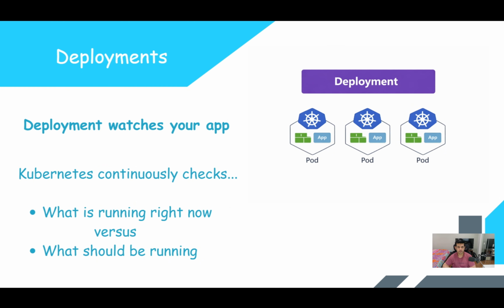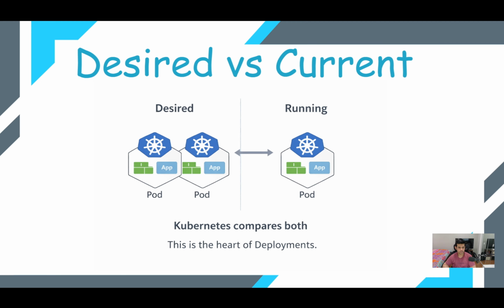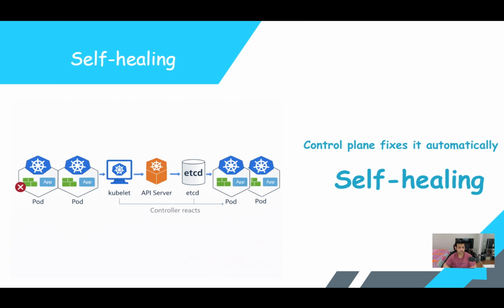So what does a deployment really do? A deployment doesn't run your application directly. Instead, it tells Kubernetes how your application should look. For example, if I want this app to always have 3 running copies, then Kubernetes continuously checks the cluster and compares two things: what is running right now versus what should be running. If those two don't match, Kubernetes takes action automatically. Let's say you want 2 pods running all the time. Everything is fine. Now one pod crashes. At this point, Kubernetes does not panic because it is continuously watching the cluster.